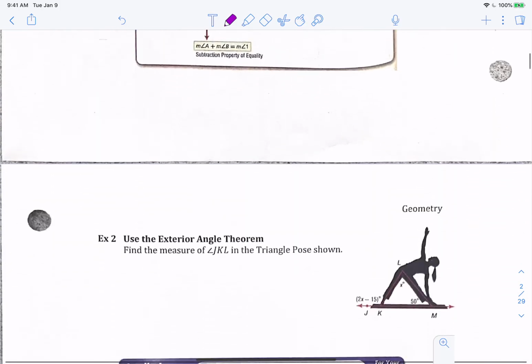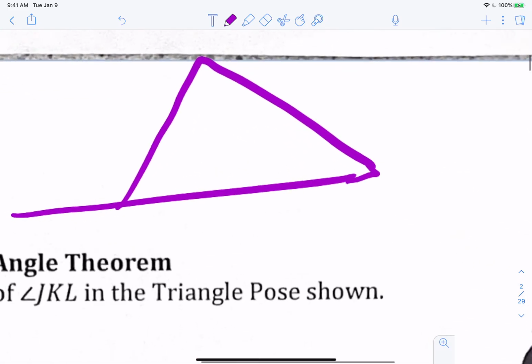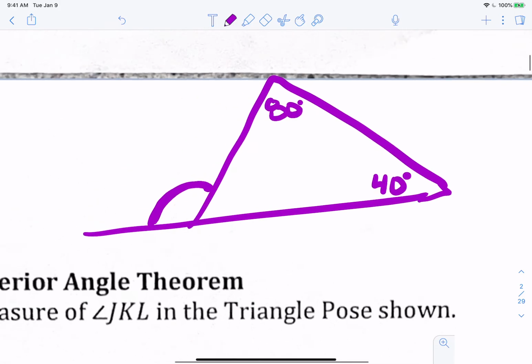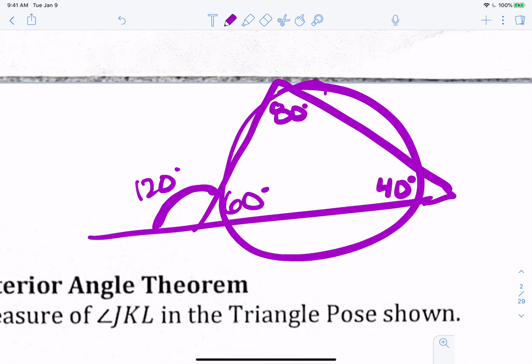Let me give you another example. Okay, let's say I've got this triangle going on here. Go to the top of the next page, draw this example. Let's say this one is 80 degrees. This one is 40 degrees. We already pretty much have this. 80 and 40. What's the measure of this angle right here? The exterior one. 120, which leaves 60 for the other one. 60 is this one. Now, do all three of these add up to be 180? Yes. You betcha they do.